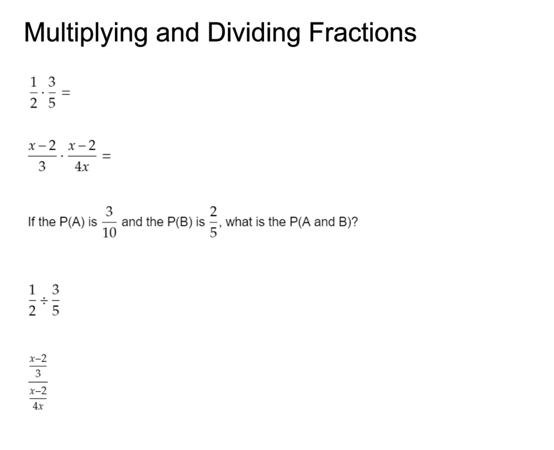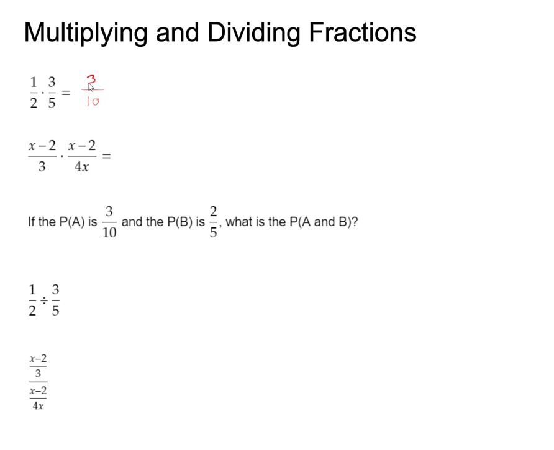We'll start with a simple example, 1/2 times 3/5. All we need to do when multiplying fractions is to multiply across the numerator and then to multiply across the denominator. So 1 times 3 is 3, and 2 times 5 is 10. So 1/2 times 3/5 is equal to 3/10.